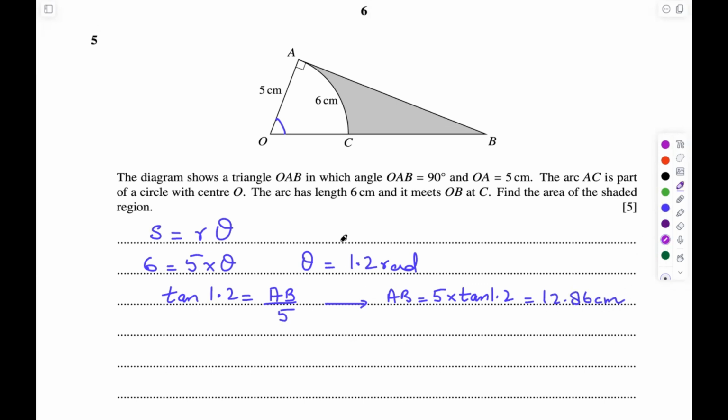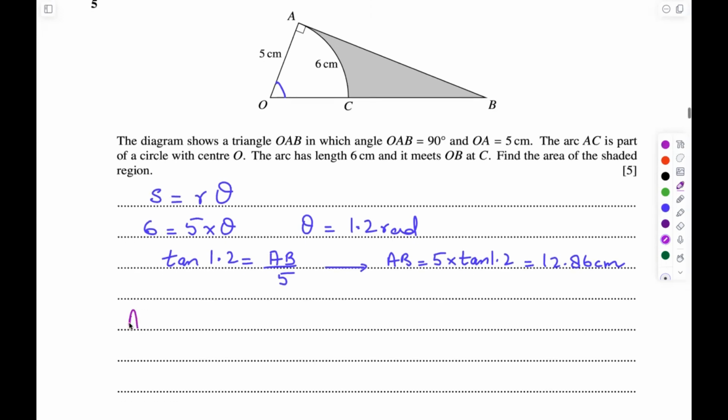Now, once we have the length of AB, we can find the area of the triangle. So the area of triangle AOB will be equal to half into the base. We can take the base as 5 and the height as 12.86. Substituting this in the calculator, the area of the triangle will be equal to 32.15 centimeters squared. Now finding the area of the sector.